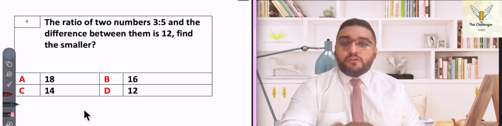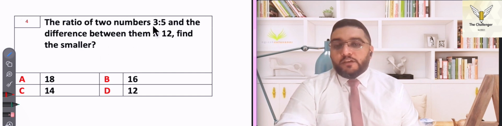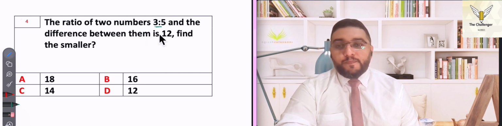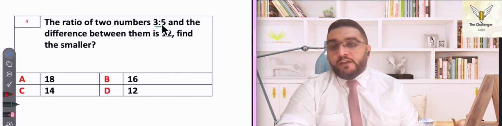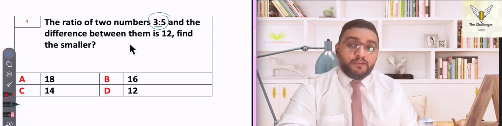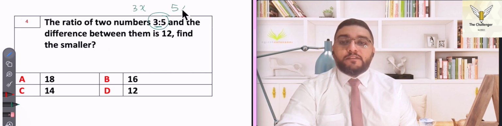Question 4. The ratio of two numbers is 3 to 5 and the difference between them is 12. Find the smaller. So in this question we have ratio between two numbers and the difference between them equals 12. So this is the ratio between the two numbers. If you want to write down the actual values, it will be 3x and 5x. So the first number is 3x and the second one it will be 5x.